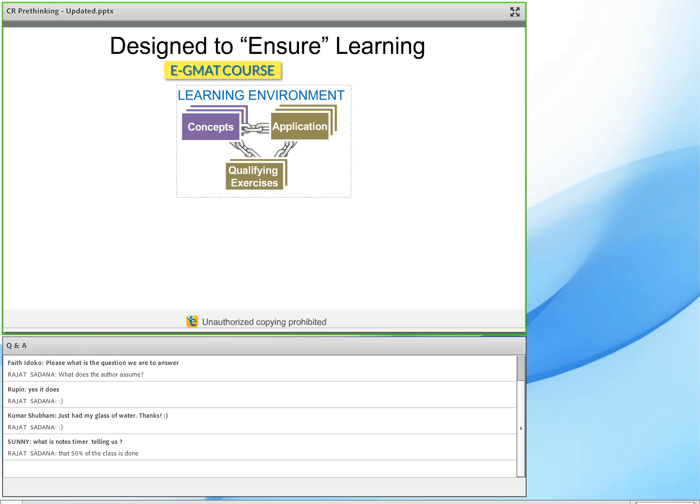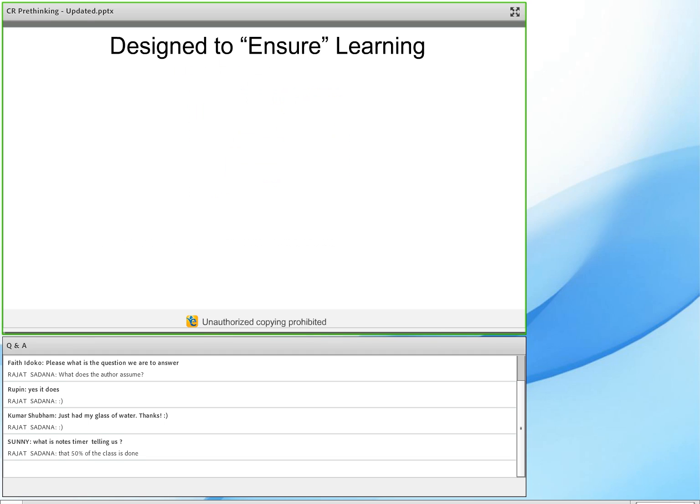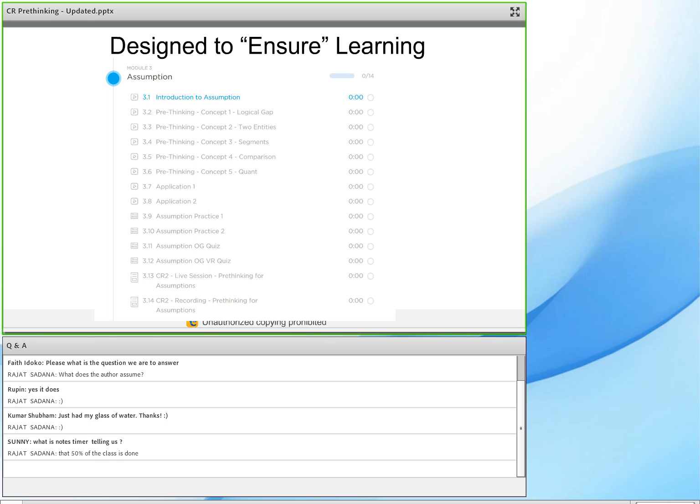So this is an architecture that's designed to ensure learning. When we talked about that private tutoring-based approach, this integrated learning with concepts, application, and qualifying exercises is the foundation of this. This is how a private tutor actually works. And to see that embodiment, let's see how a paid student goes through all of this.